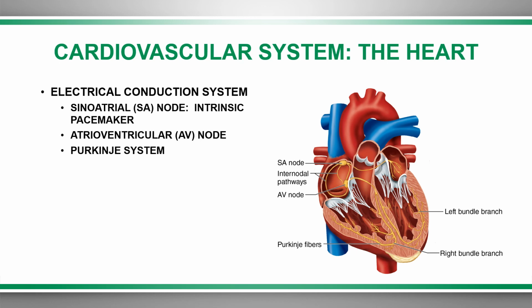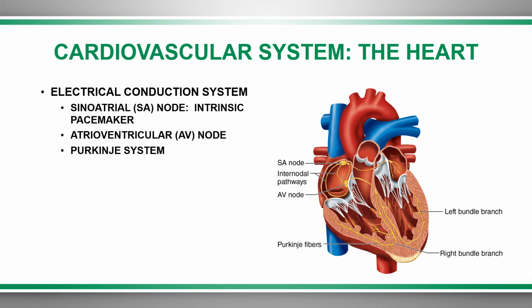The autonomic nervous system includes your sympathetic nervous system, which is the fight or flight response, and makes your SA node work faster, which increases your heart rate. The parasympathetic nervous system is your rest and digestive response, and makes your SA node work slower, which decreases your heart rate.